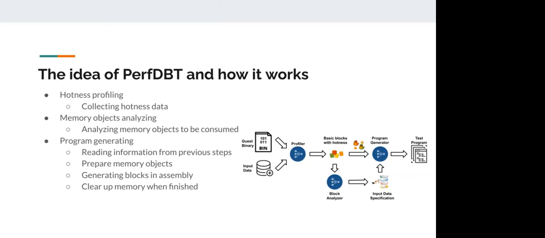And then the inline assembly is generated based on the input. Note that we must modify some instructions to make the program runnable. Finally, the source code is compiled as the test program we generated. Now, let's see an example test program generated by PerfDBT.